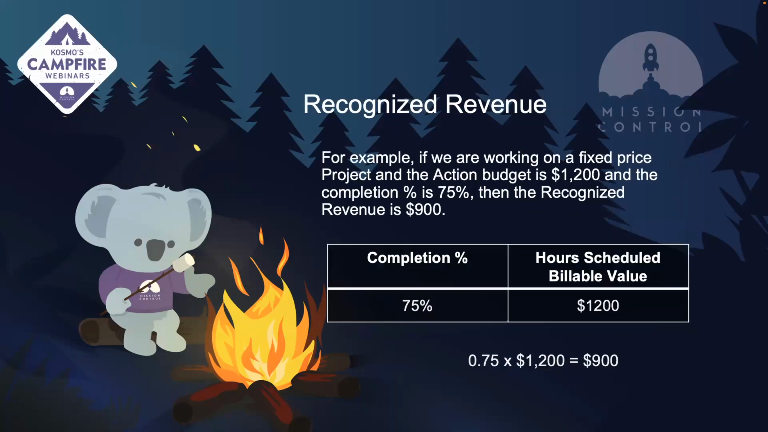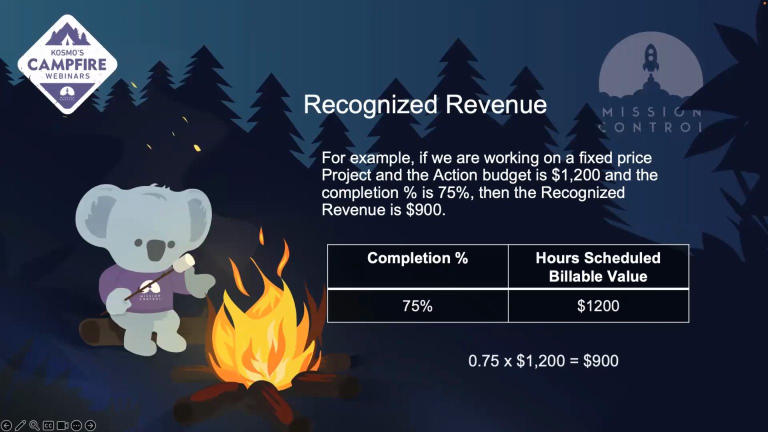All right, so an example of this, if we are working on a fixed price project and the action budget is $1,200 and the completion percentage is 75%, then the recognized revenue is $900. Okay.